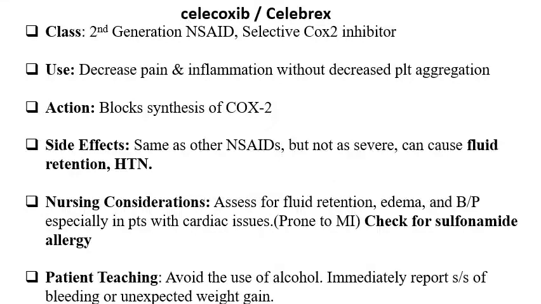So remember that patients who take celecoxib are more likely to experience fluid retention resulting in hypertension, but less likely to experience GI effects. And Celebrex is contraindicated in patients with sulfonamide allergies. It is kind of like the last choice for chronic pain due to the increased risk of MI and stroke.